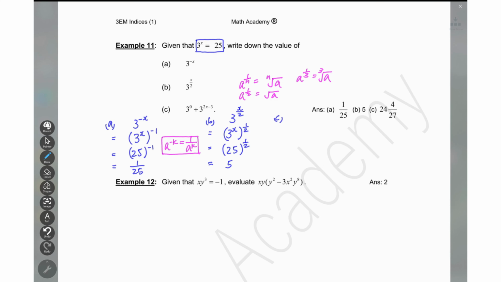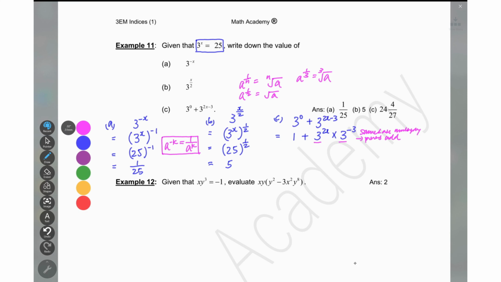Next, part C, I have 3 to the power 0 plus 3 to the power of 2x minus 3. I am going to break up the second part here. The first part, 3 to the power 0, is actually 1. And the next part, I'm going to break up into 3 to the power of 2x multiplied by 3 to the power of negative 3. When you have the same base multiplied, the powers will add. Therefore, you have 3 to the power of 2x minus 3 in the previous line.